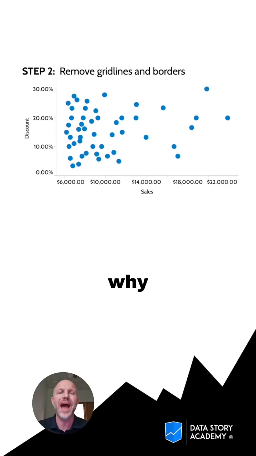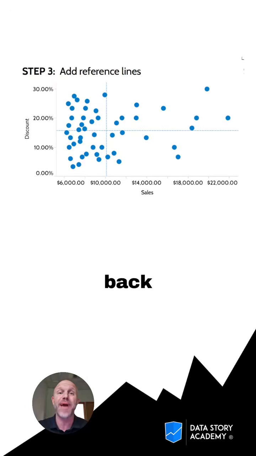I'll show you why I was doing this in step number 3, because now I want to add back reference lines. This is a personal preference, but I love to add reference lines to delineate between the different quadrants within a scatter plot. And these are going to dynamically move as my data changes.